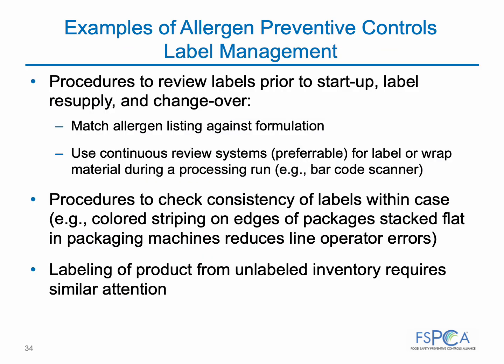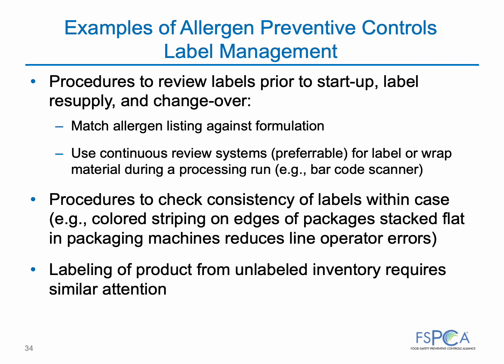Ensuring that the correct label is applied to a product containing a food allergen is a required allergen preventive control. Shown on the slide are a variety of approaches that could be used to help achieve this, including matching the allergen listing on the label to the formula. These are examples of procedures.